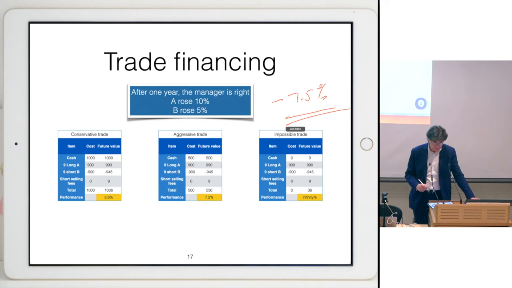right? Then how is that? My return is the same, by the way. This portfolio, my return is the same. So is this, do you like it now? You don't like it. You still don't like this trade. Market is down 7.5% and I'm up 3.6% and you don't like it? Is that what I understood? No? No, you like it?